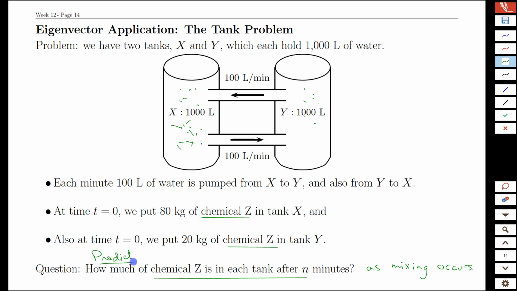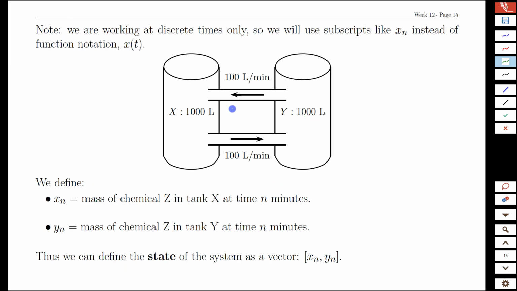And what you'll find is that eigenvalues and eigenvectors are surprisingly common when it comes to prediction tasks. You'll also see similar tools in your second-year differential equation courses. Now, in terms of notation, we are going to work with just discrete times only. So we're going to have the 0th minute, the 1st minute, the 2nd minute, the 3rd minute, and so on. As a result, what we're going to see are series or sequences, and the notation we're going to use is going to be things like x subscript n and not x of t.